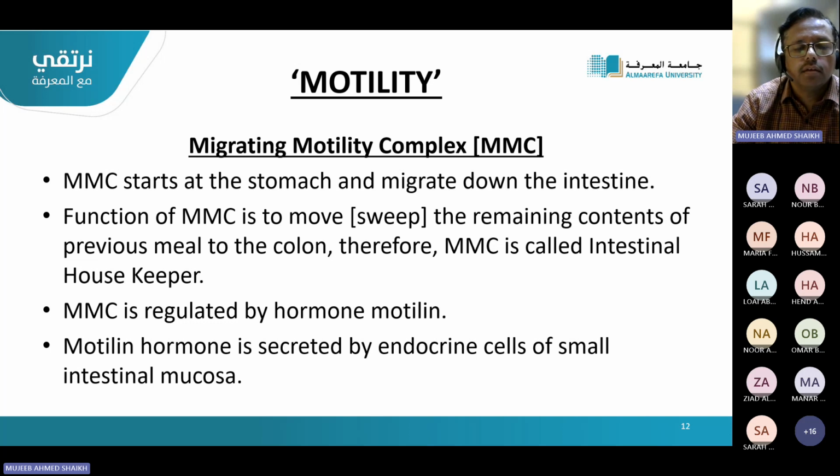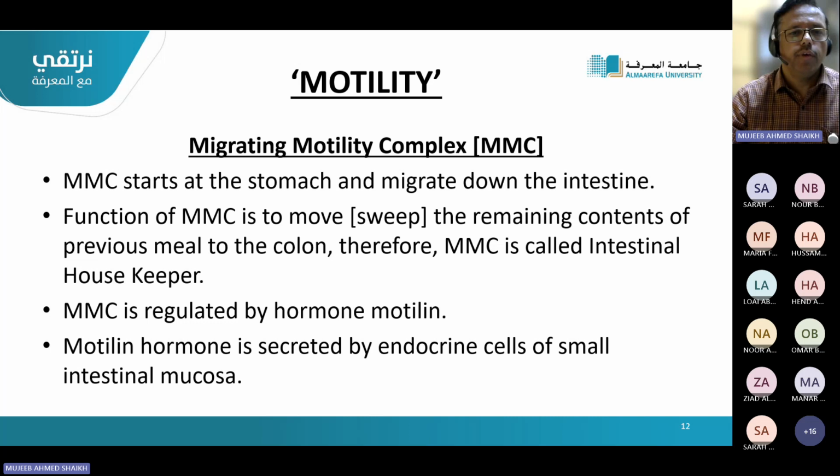Sweeping means cleaning. You have seen the cleaners. They take a brush and sweep the area or clean the area and then push all the dirt and the garbage to one corner of the room or a road, something like that. So these MMC are nothing but those which will push the food or chyme from one area to another area so that it will remain empty for the next meal. So they will clean everything, keep things ready so that it will receive the next chyme or next meal.